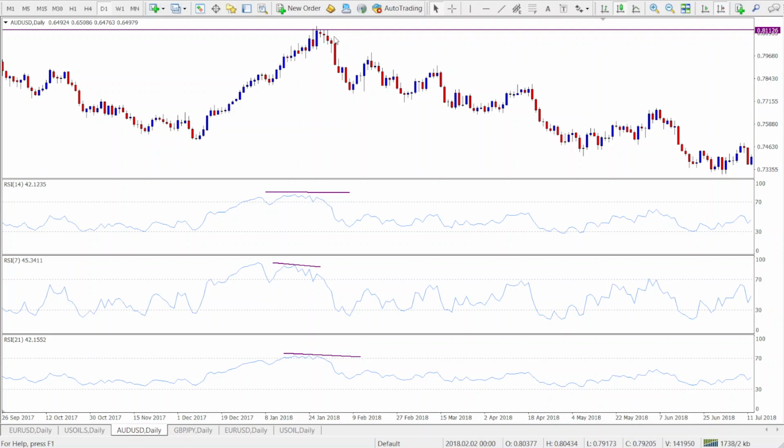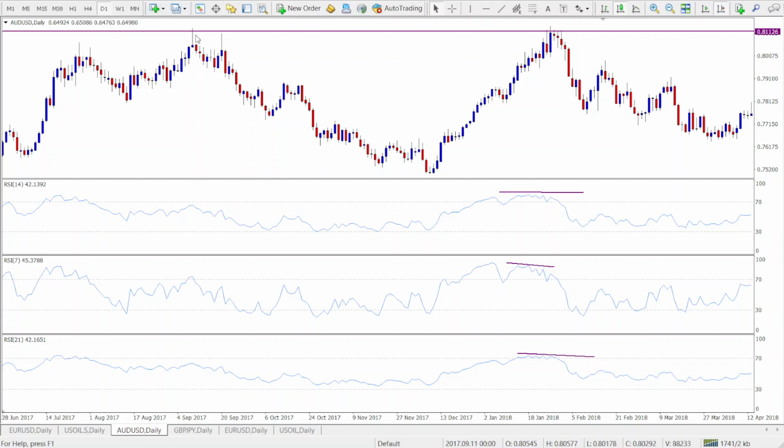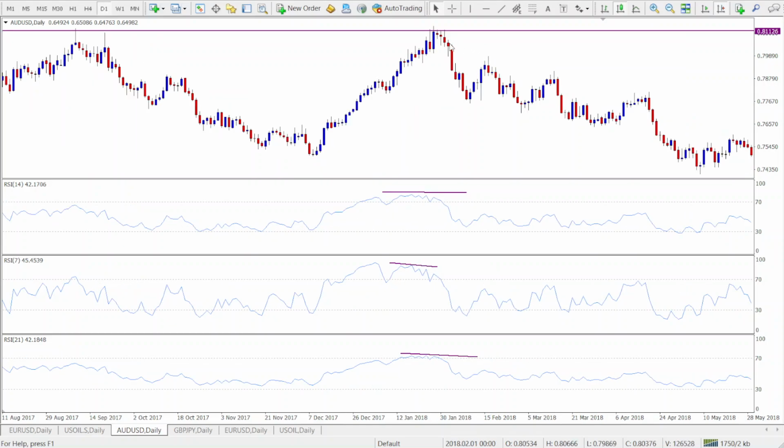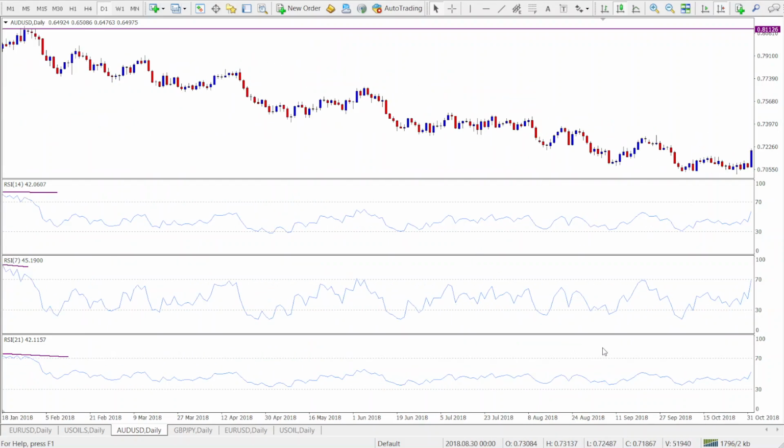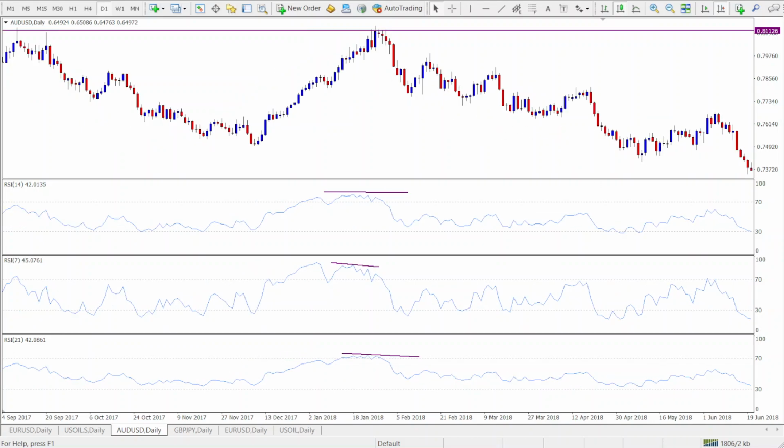And we can see that we had a resistance zone around that point. So that would have been a great point to enter a sell, set our stop loss above that resistance, and then we can target when the RSIs align in the oversold territory to exit our sell.